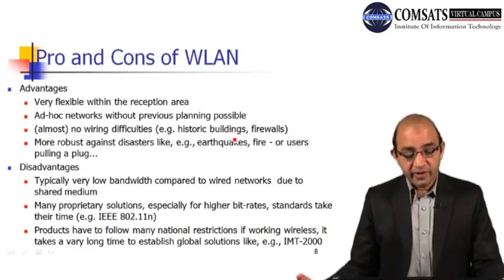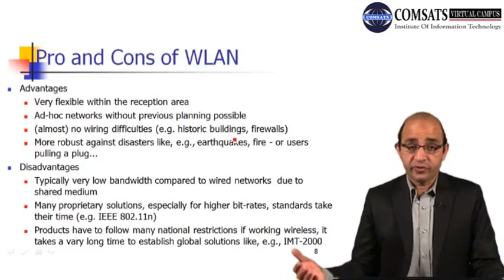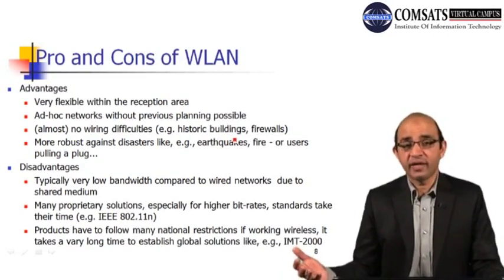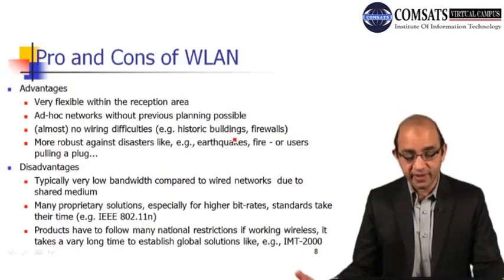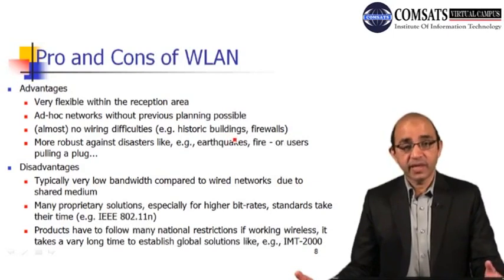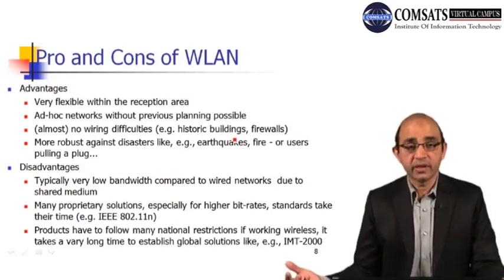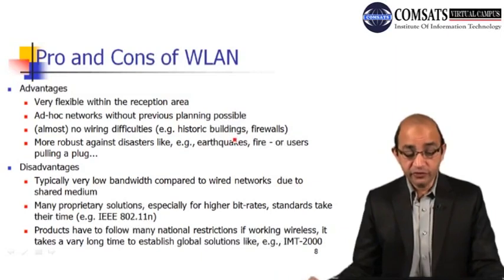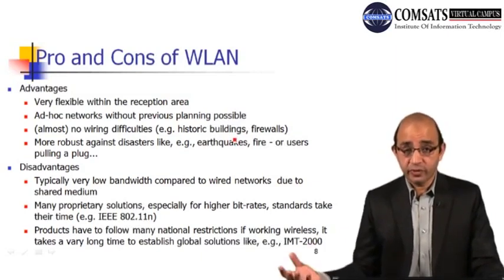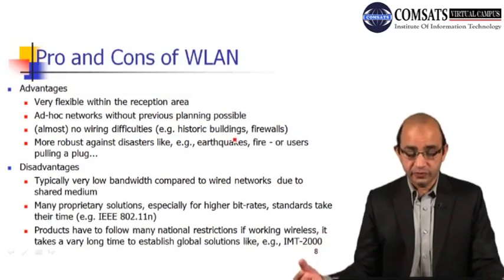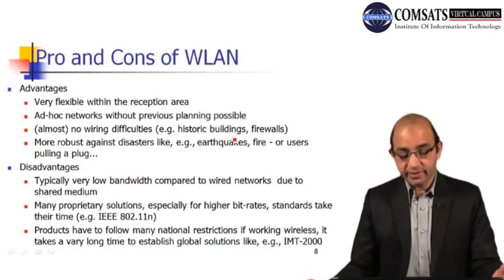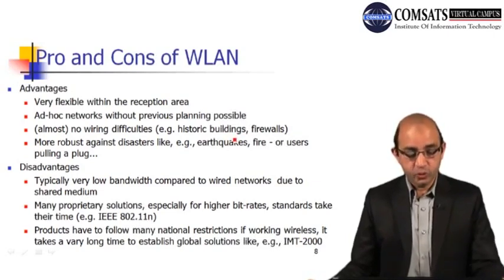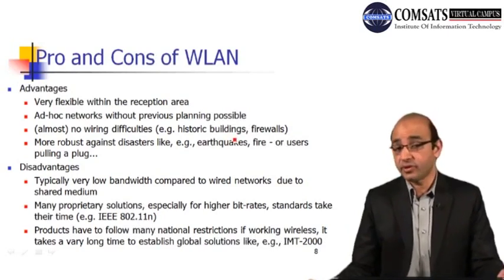So no wiring difficulties. As mentioned, if we want to lay a wired infrastructure, of course we have to lay down the cables and connectors, and we have to terminate certain devices. So it can be a difficult task depending upon the infrastructure of the building. Firewalls, so we need firewalls in order to secure our fixed network more. So that also goes into the advantages for wireless LAN. And then more robust against disaster situations.